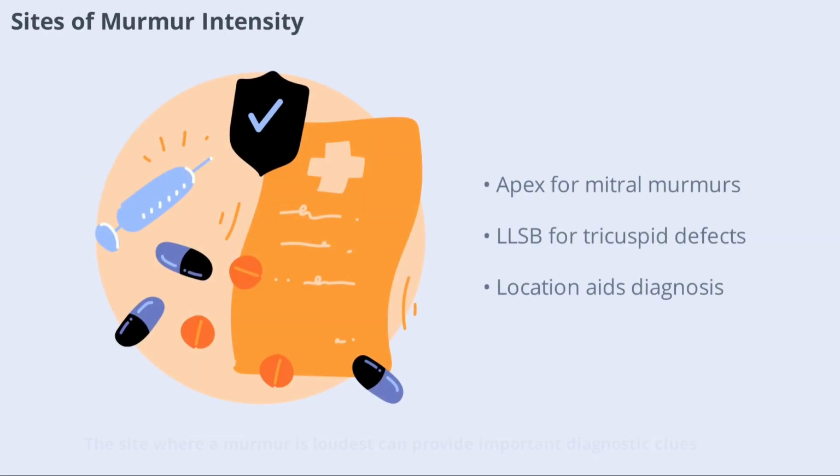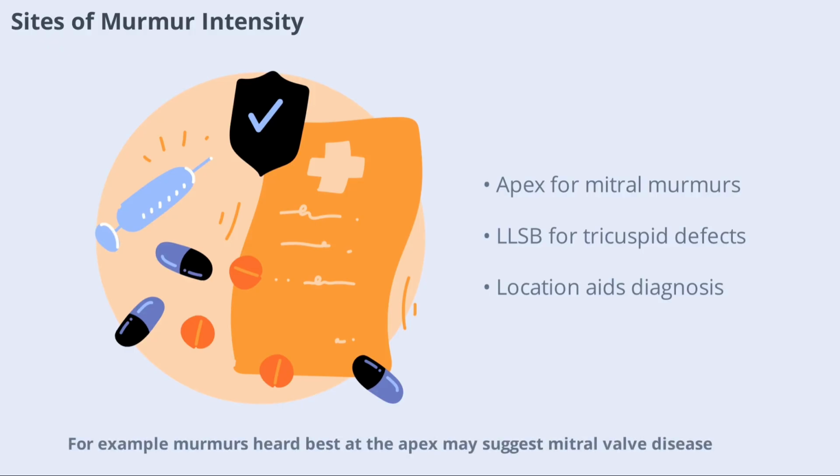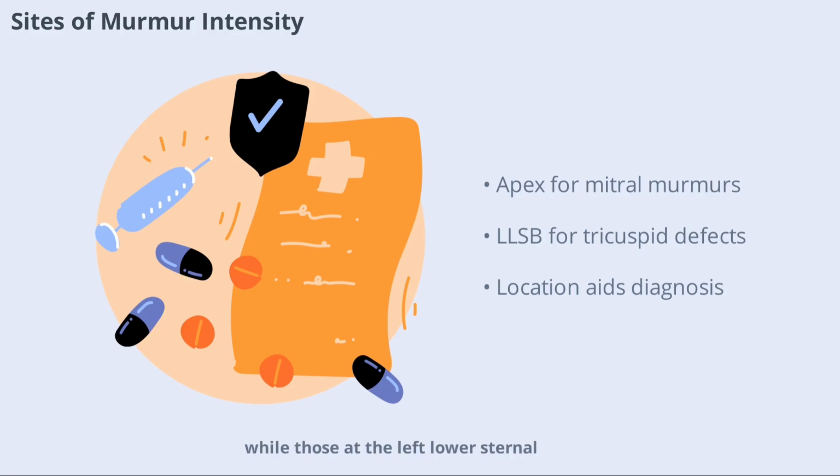The site where a murmur is loudest can provide important diagnostic clues. For example, murmurs heard best at the apex may suggest mitral valve disease, while those at the left lower sternal border could indicate tricuspid or ventricular septal defects. Careful auscultation at different chest locations helps localize the source of the murmur.